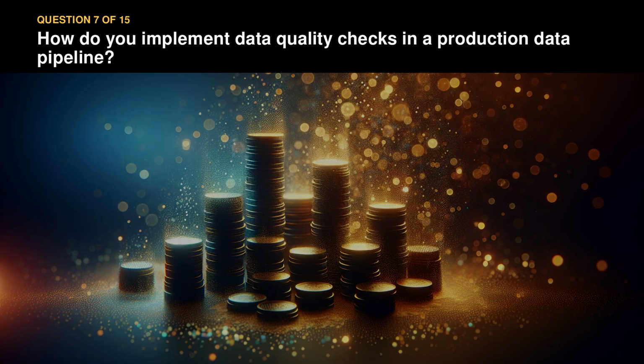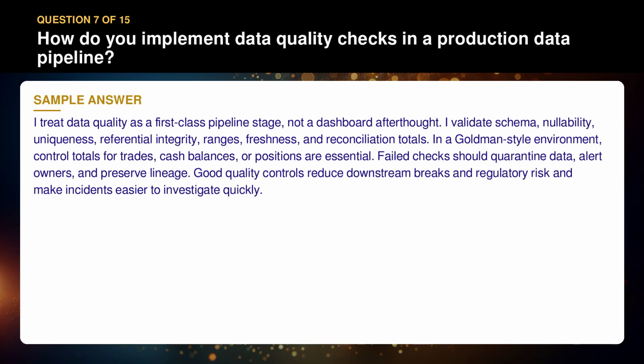Question 7. How do you implement data quality checks in a production data pipeline? I treat data quality as a first-class pipeline stage, not a dashboard afterthought. I validate schema, nullability, uniqueness, referential integrity, ranges, freshness, and reconciliation totals.